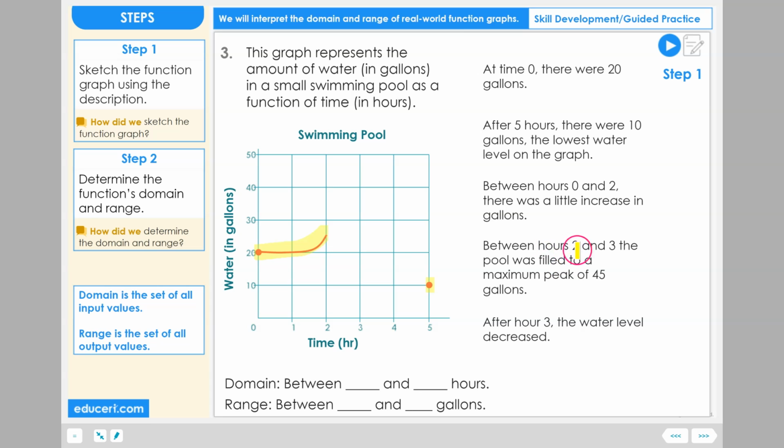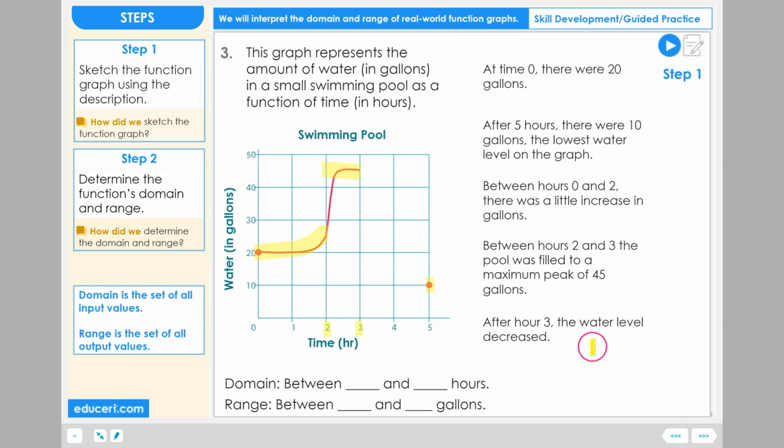Between hours 2 and 3, the pool was filled to a maximum peak of 45 gallons. Between these 2 hours, 2 and 3, the graph will get to the highest point, and that highest point will be 45 gallons, which is around this area here between the 50 and 40 grid lines.